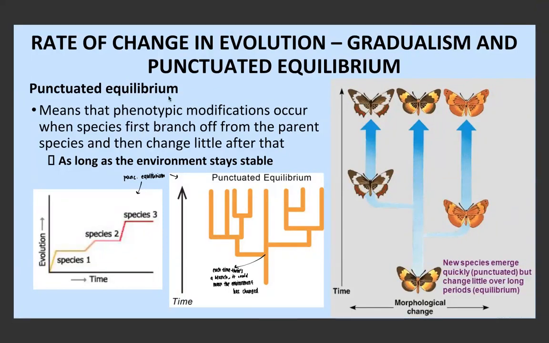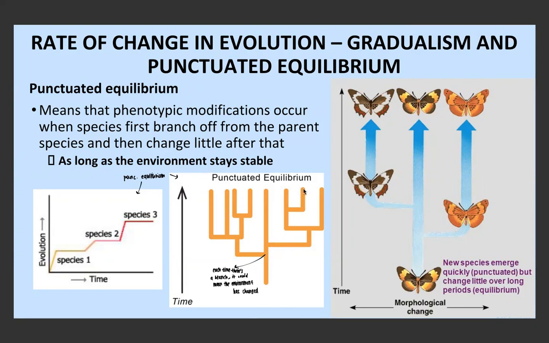So punctuated equilibrium shows that phenotypic modifications, so modifications in the physical characteristics, occur where the species first branch off from the parent species, so from the ancestor species, and then after that they change very little. So after that, once the environment is stable, there's very little change. And you can see here that evolution occurs rapidly, and then there's very little evolution. Rapid evolution, very little. And during this period of rapid evolution, that's when speciation mostly occurs.